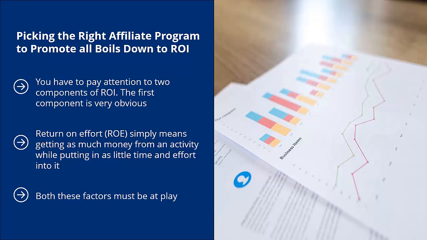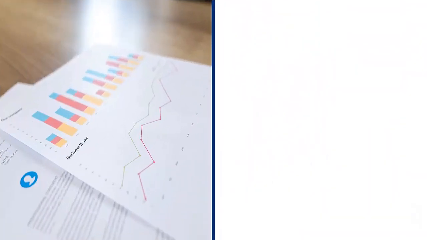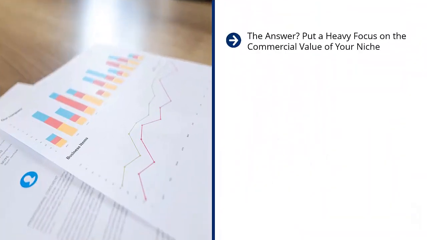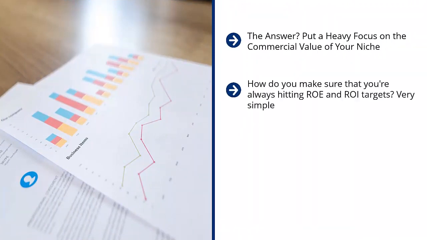You always have to constantly filter all your affiliate marketing decisions through these principles. Otherwise, you're not going to make much money in this game. The answer? Put a heavy focus on the commercial value of your niche. How do you make sure that you're always hitting ROE and ROI targets?